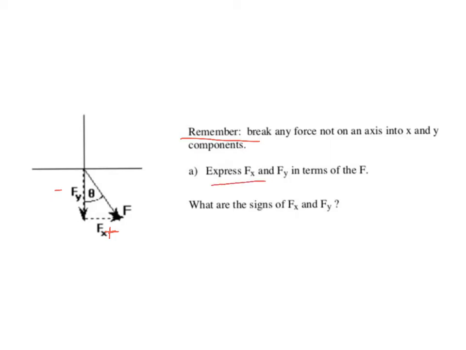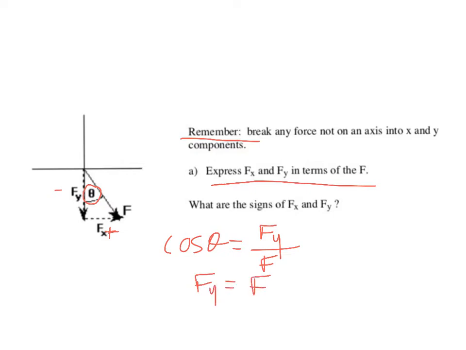Now, what does this even mean? Express Fx and Fy in terms of the F. Well, it means this. For Fy, based on that angle, that's the cosine. Cosine of theta is equal to the adjacent over hypotenuse, which means Fy is F cos theta. And that's going to be negative.